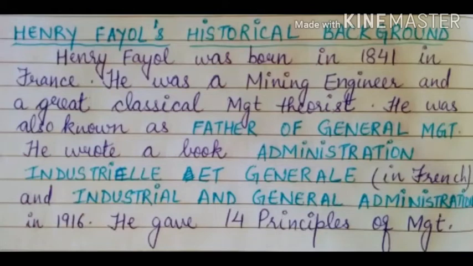He wrote a book in the French language, that is Administration Industrielle et Générale. It is the name of the book, okay? And in common language, the book is named Industrial and General Administration, written in 1916. Also, he gave the 14 principles of management, which we will discuss one by one in detail.